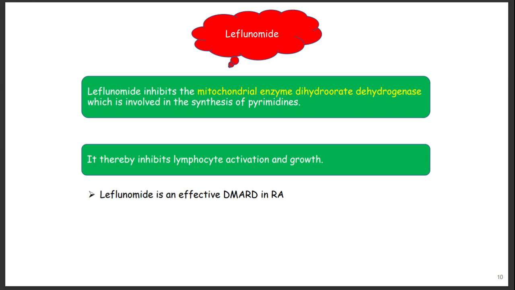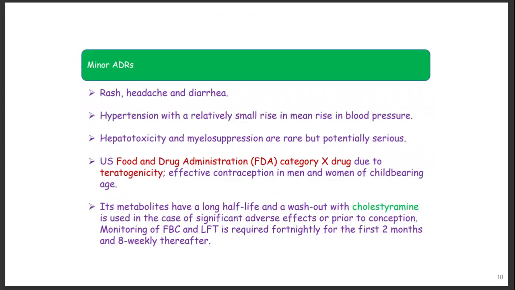So leflunomide is actually an effective DMARD in rheumatoid arthritis. The adverse effects, which are minor, include rash, headache, diarrhea, and hypertension with a relatively small rise in mean arterial pressure. This drug is also hepatotoxic and causes myelosuppression.